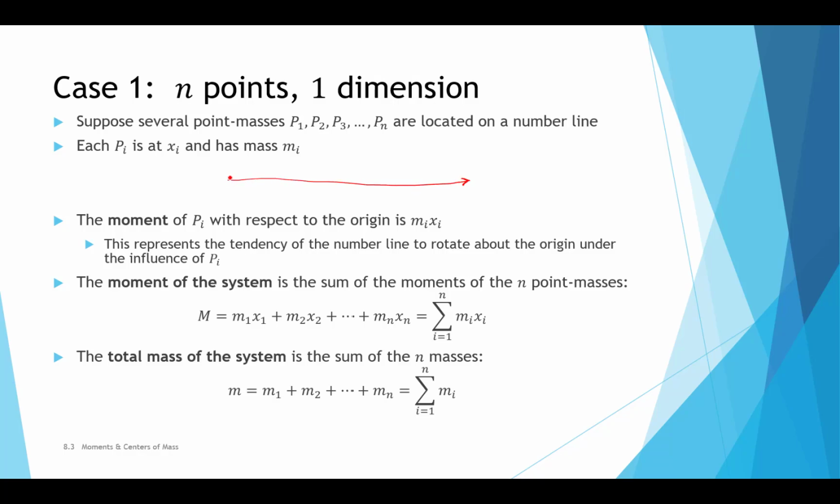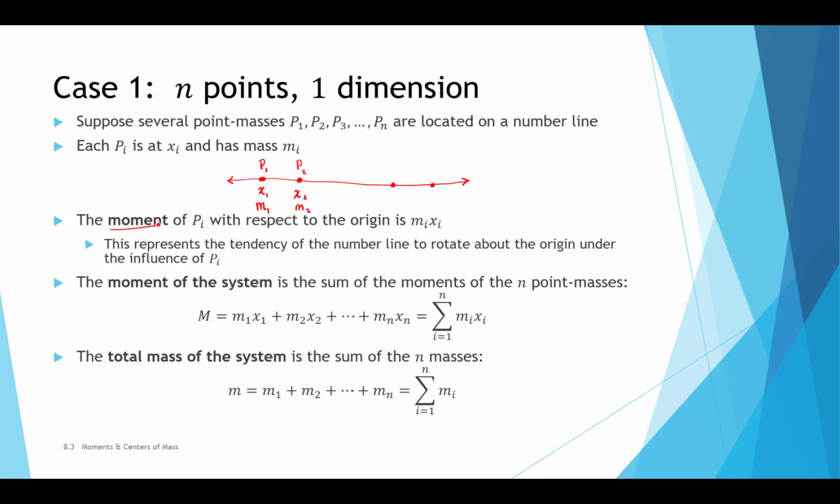So here's our number line, right? And we have several points, and each of those has a mass. So if this is P1, then we say that the x value where that's at is x1, and the point has mass m1. So each point has a position and a mass.